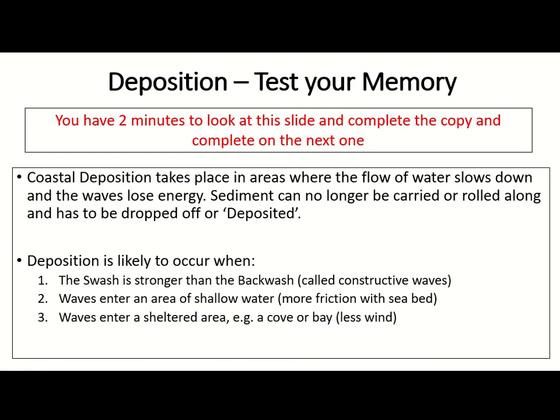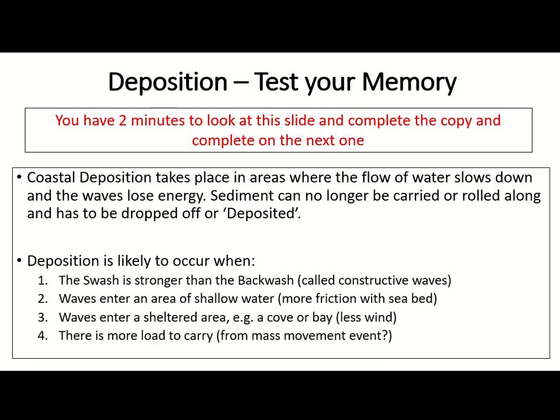Another factor is if the waves enter a sheltered area. So if the one before, point 2, is where there's friction from below with the seabed, which slows the waves down, the other thing that could slow the waves down is if you don't have as much wind, because that's the thing that makes the waves. So a sheltered area, like a cove or a bay, means the wind can't really generate big waves. Those waves will die down, they'll drop whatever they're carrying because they can't carry it anymore, they have no energy.